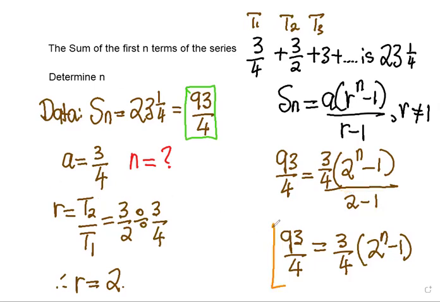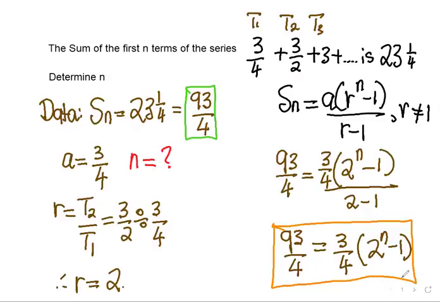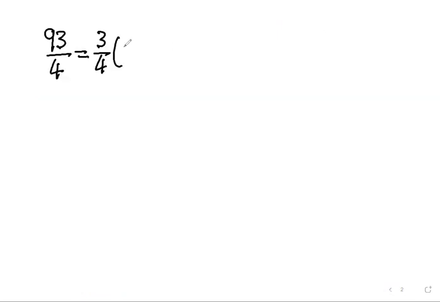Now we're going to be working with this in the next step, right? So let's just write it aside. So what are we basically having? Remember that we're having 93 over 4, let's double check, it's 93 over 4, it's equal to what? It's equal to 3 over 4 into 2 to the exponent of n minus 1. So we'll write 2 to the exponent of n minus 1.